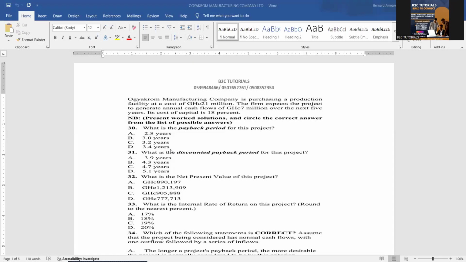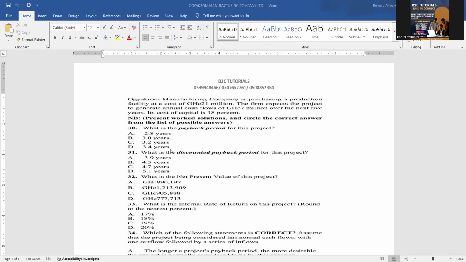All right. So this is the question. It says that Oja Chrome Manufacturing Company is purchasing a production facility at a cost of 21 million Ghana cedis. The firm expects the project to generate an annual cash flow of 7 million over the 5 years. Its cost of capital is 18%.